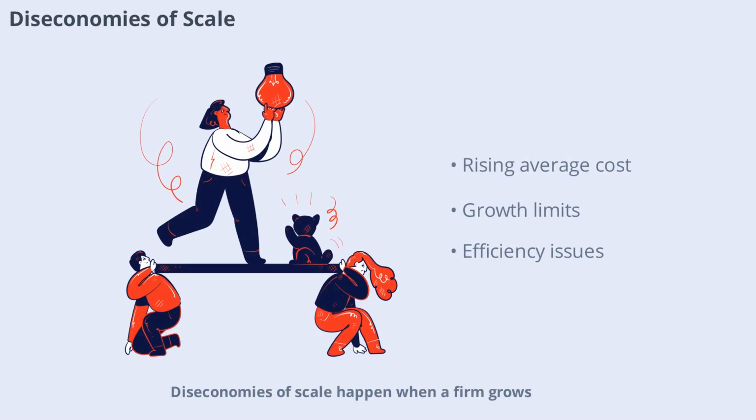Diseconomies of scale happen when a firm grows too large and average costs start to rise. This can result from management inefficiencies, communication problems, or overcrowded facilities. Recognizing the limits of growth helps firms avoid these pitfalls and maintain profitability.